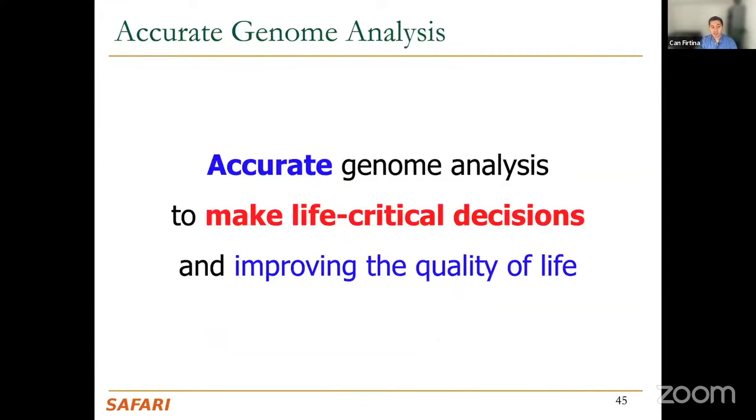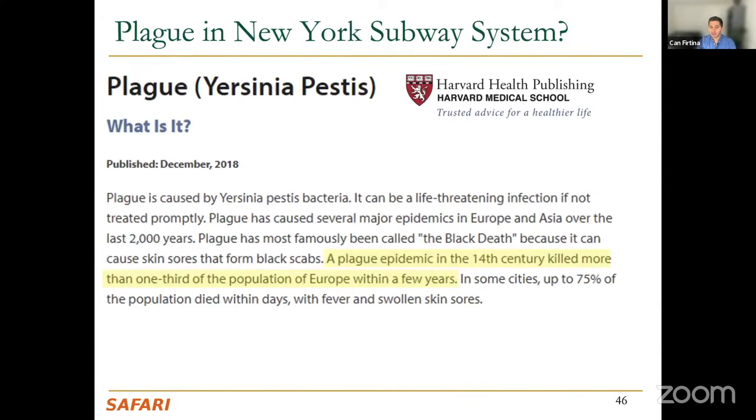So essentially, having understanding and large-scale analysis is important. The other point is that accurate analysis is also extremely important, right? Because we're making life-critical decisions. And this is also important to improve the quality of life. So this is an example, perhaps, of why accurate analysis is important.